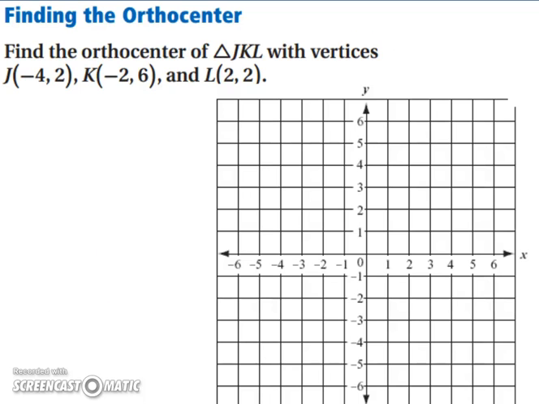Let's try finding the orthocenter now. So find the orthocenter of triangle JKL with vertices J at -4, 2, K at -2, 6, and L at 2, 2. So step 1 would be to graph this triangle. Now that you have your triangle graphed, we can look for our orthocenter. Now to find the orthocenter, you want to find the altitudes. So basically the height of your triangle from different directions, because your height is always going to meet the opposite side at a right angle or perpendicularly.